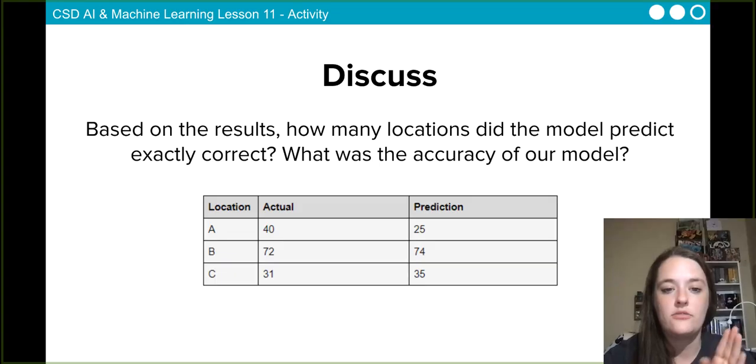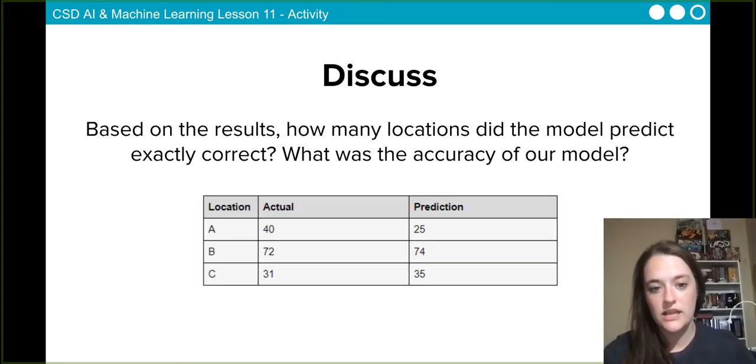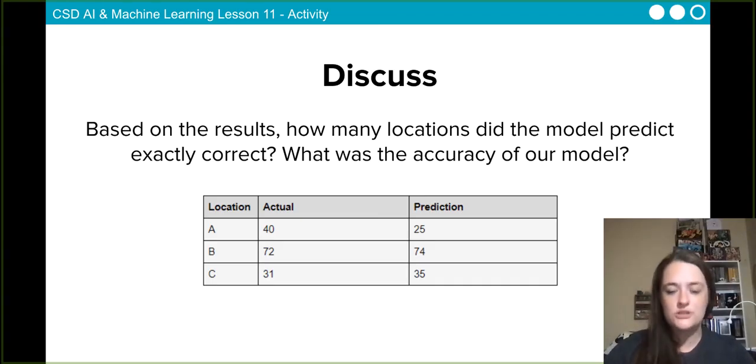We have location A having 40, but the prediction was 25. Location B, 72, the prediction was 74. Location C, 31, the prediction was 35. What was the accuracy of this model? Our model is 0% accurate if we were expecting it to be perfectly correct. All right.